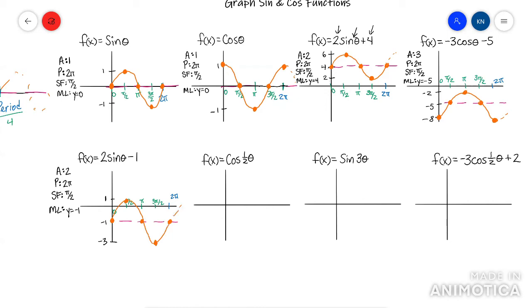Okay, now we're getting into some that are going to change the period. So let's look at this one. Your amplitude, there's no number in front. So it didn't get stretched at all. So your amplitude is 1 by default. Now the period.